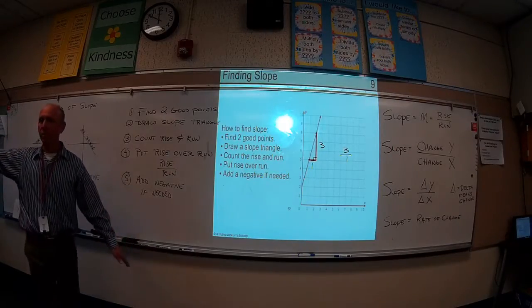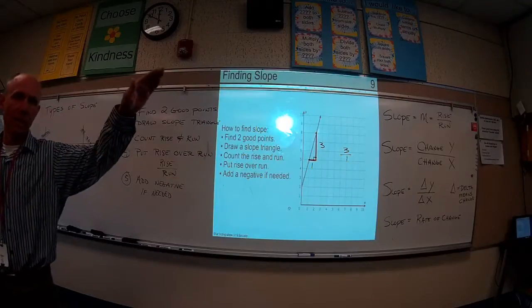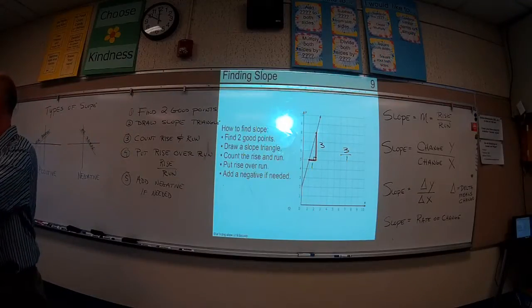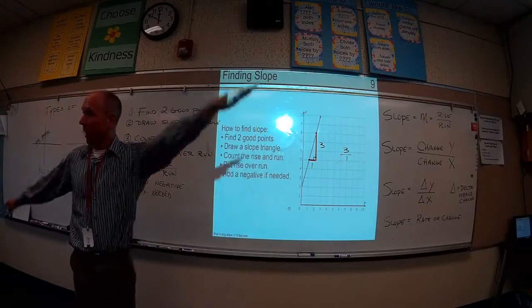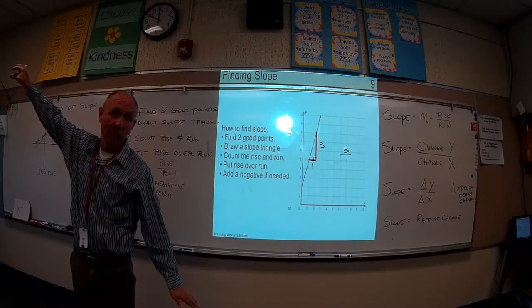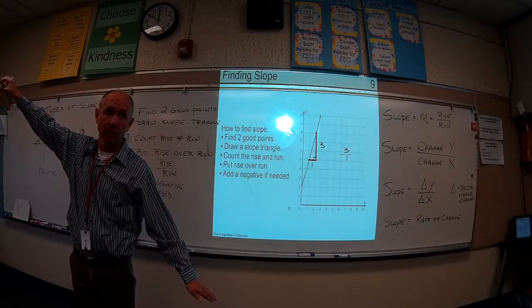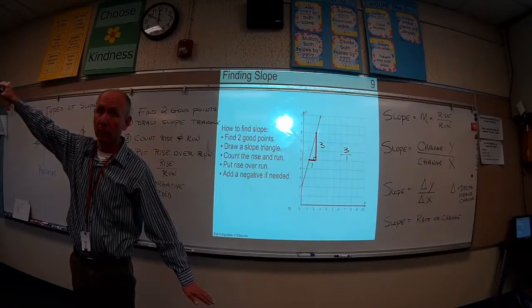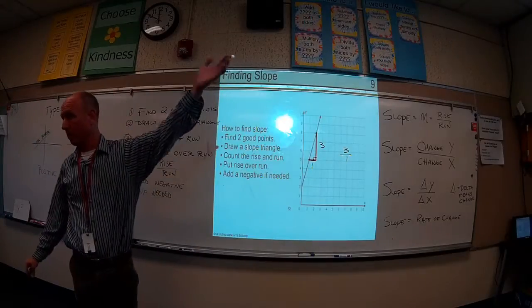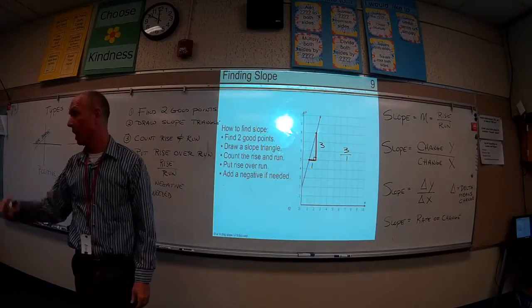I can count the rise and run of a negative line and a positive line. The only way you can tell them apart is if you put the negative on it. Because this slope and that slope might be the exact same slope, like 3 over 1, but you've got to put the negative on it. If it's negative, you put the negative on. If it's positive, it's positive.